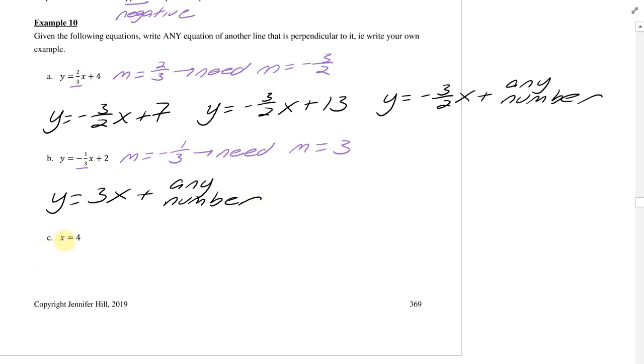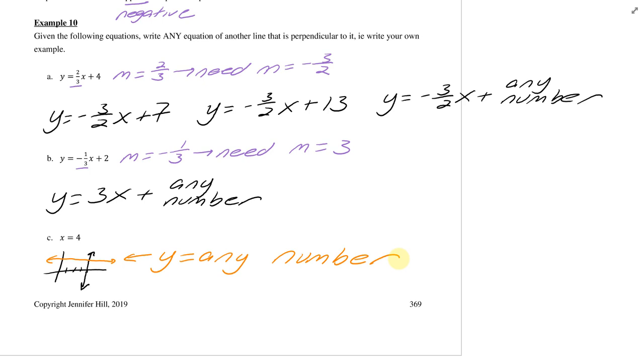Okay, now thinking about x equals 4 here, so again, this is that special situation, right? 1, 2, 3, 4. So here's my line. This is x equals 4. So just thinking logically, if this is a vertical line, what would be perpendicular to a vertical line? Well, a horizontal line. Any horizontal line would be perpendicular, right? And the structure of these would be y equals any number. So now for perpendicular lines, horizontal and vertical lines, they are perpendicular to one another.